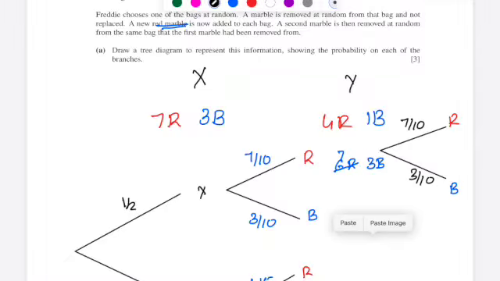Now if a blue marble is taken off, then it would become 7 red and 2 blue, but one red marble is added, so it will become 8 red and 2 blue. So in that case, for red marble and blue marble, the probability is going to be 8 out of 10 and 2 out of 10.